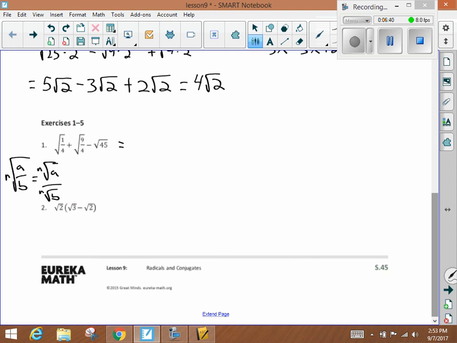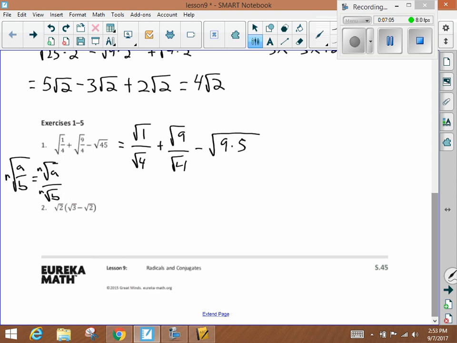All right, so I'm going to rewrite this. Square root of 1/4 is the square root of 1 over the square root of 4. I'm going to write this as the square root of 9 over the square root of 4, minus, and now I'm going to go ahead and simplify this radical. So this is 9 times 5, right? Fantastic.